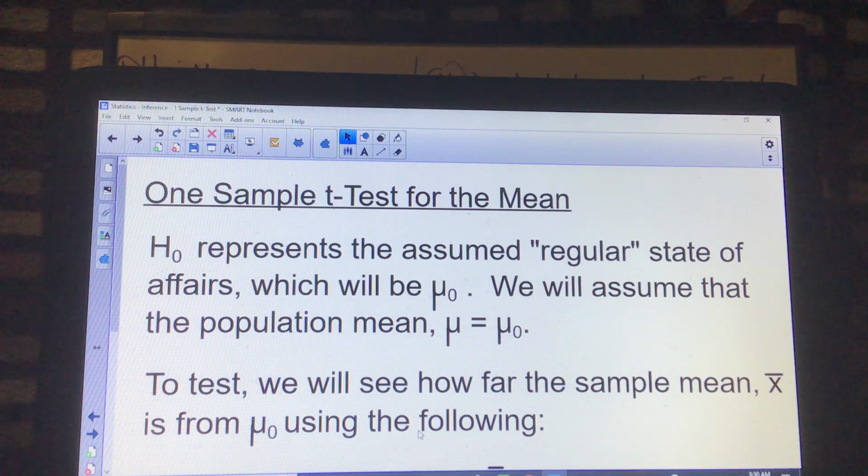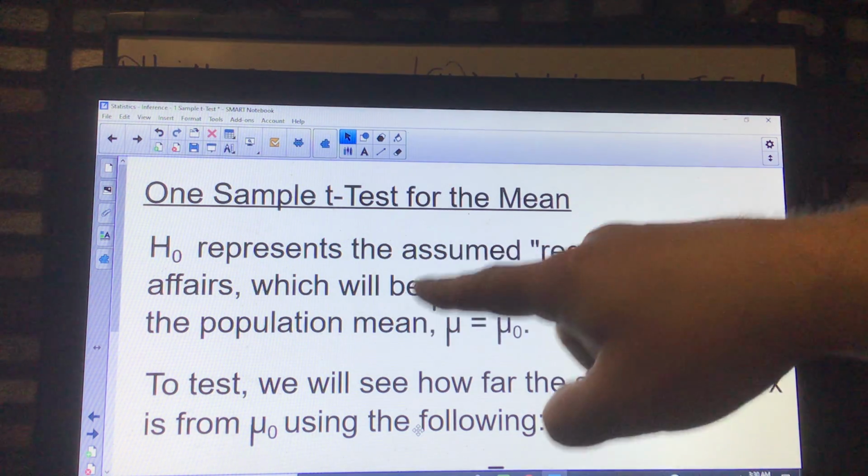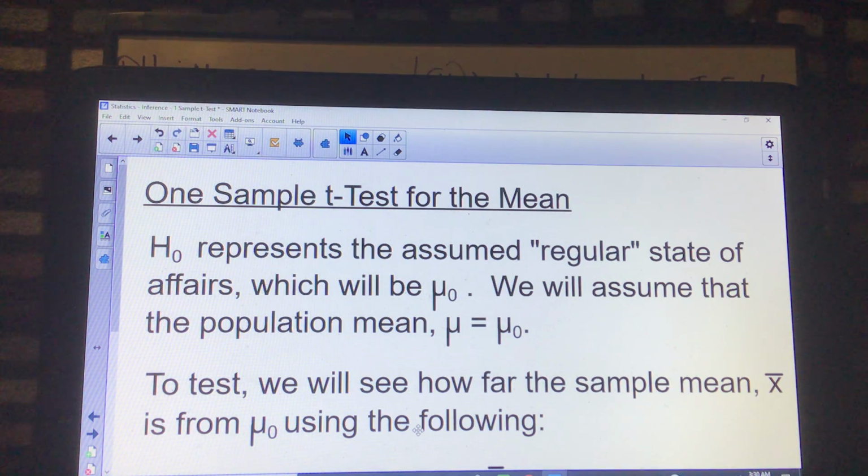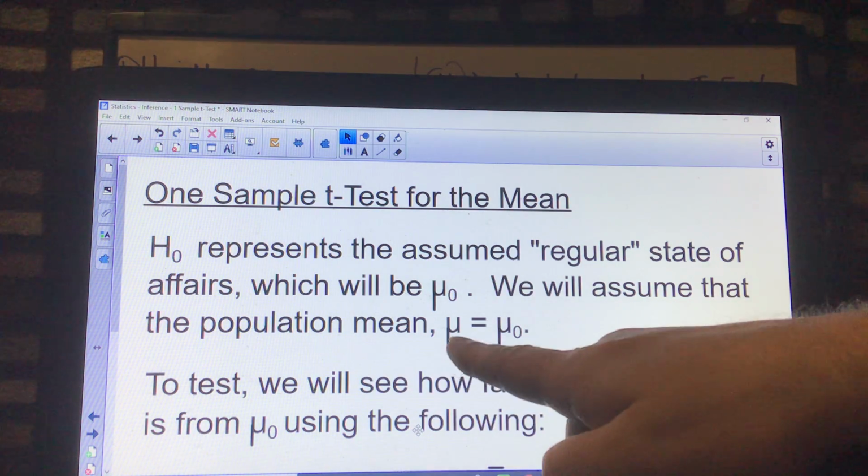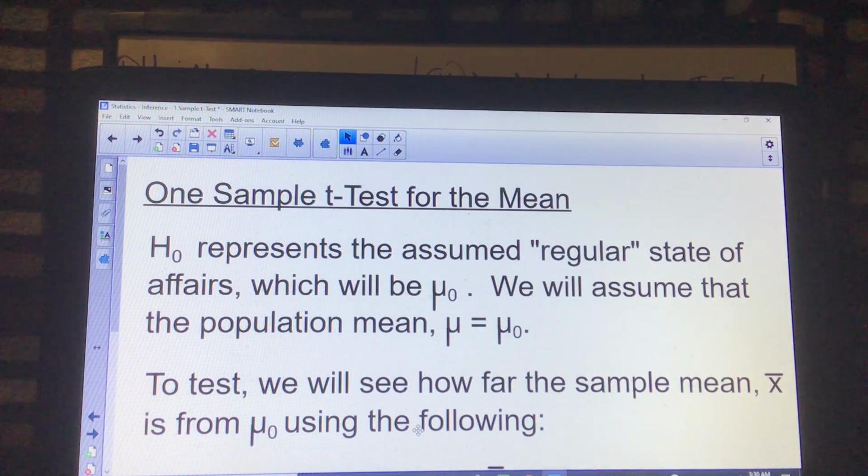So let's look at the key ideas of the one sample t-test for the mean. That's its fancy name. So when you go to do a test for a sample mean, H naught, which is your null hypothesis, remember, the null hypothesis represents the assumed or regular, normal state of affairs, which is symbolized by mu naught. So this is our hypothesized mu. We're saying we think mu is this value. We're going to assume it's that value and see what happens. So that's what this says. We'll assume that the population mean is actually our null mean. So it's an assumption we're going to make and see what happens under that assumption.